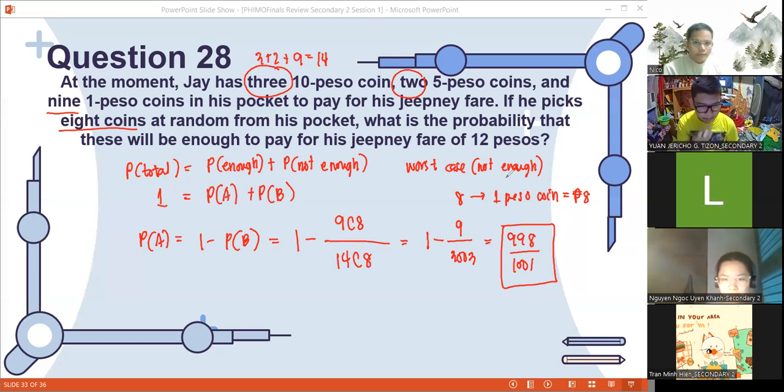So you do the math, and double check also my answer. 1 minus 9 over 3,003 is equal to 998 over 1,001. Okay, we have 2 more questions and 5 minutes left. Any questions for number 28?